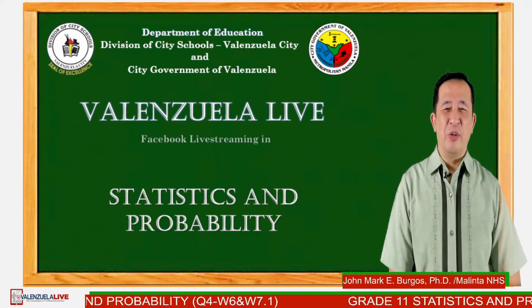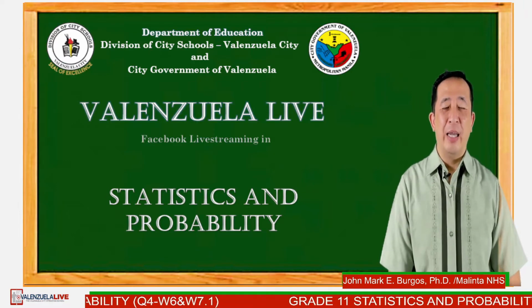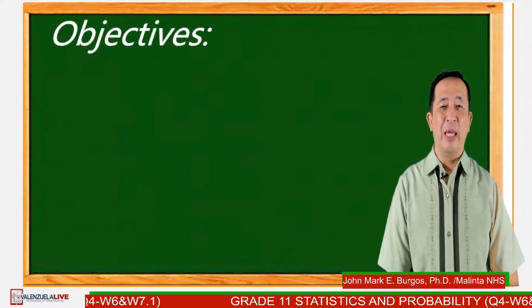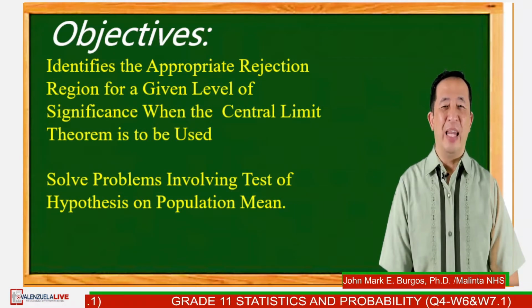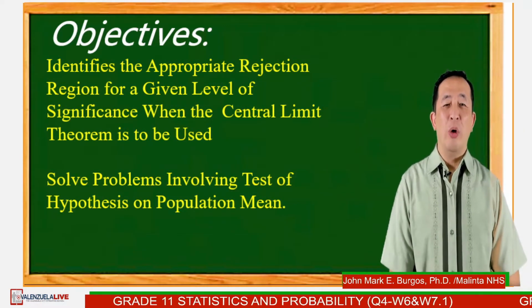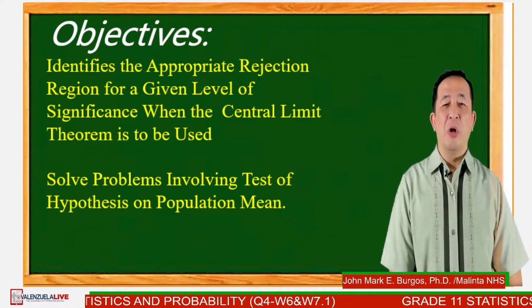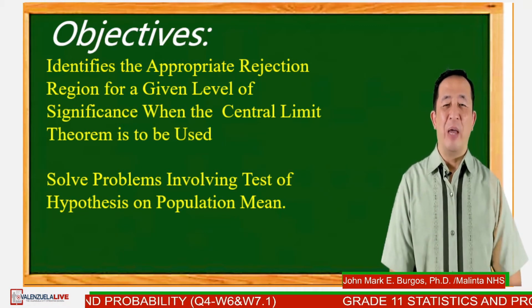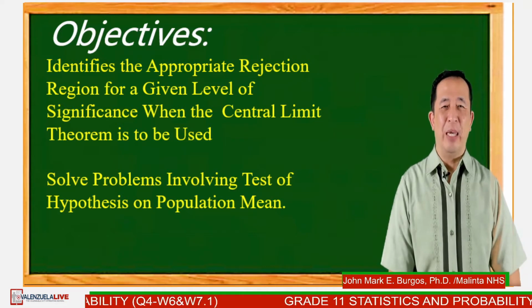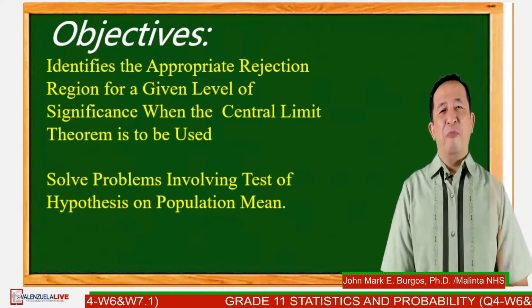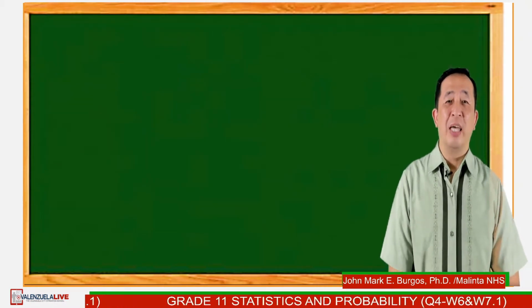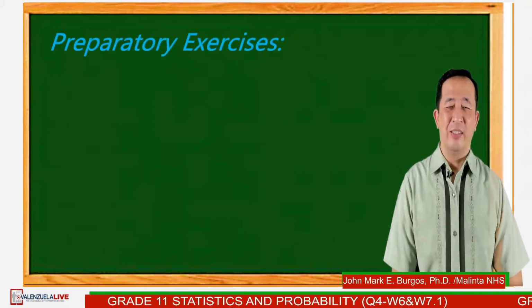Our objectives for today are to identify the appropriate rejection region for a given level of significance when the central limit theorem is to be used, and solve problems involving test hypotheses on population mean. But before we start our lesson, let us have our preparatory exercises.